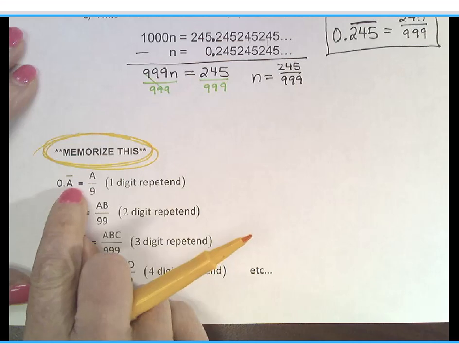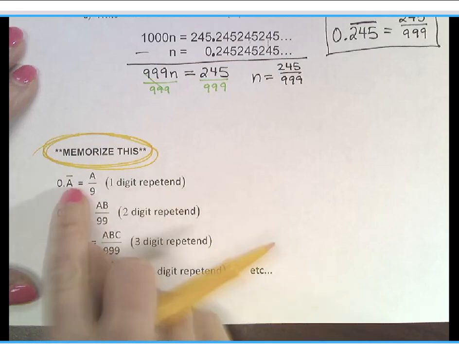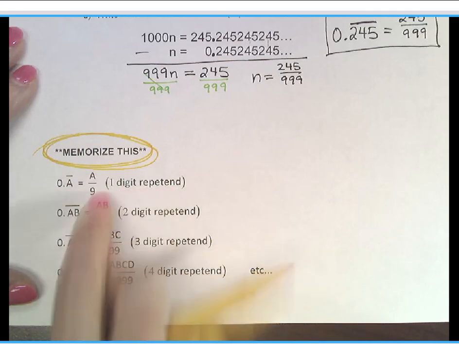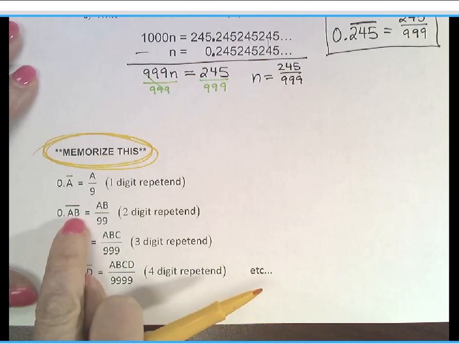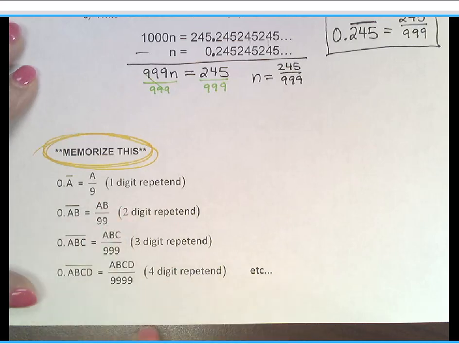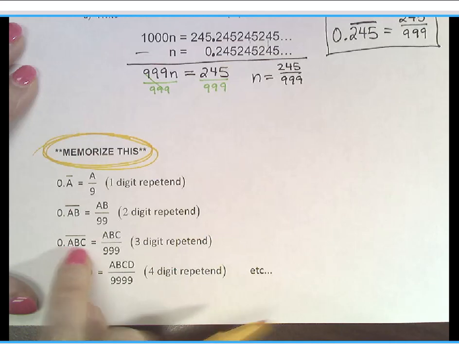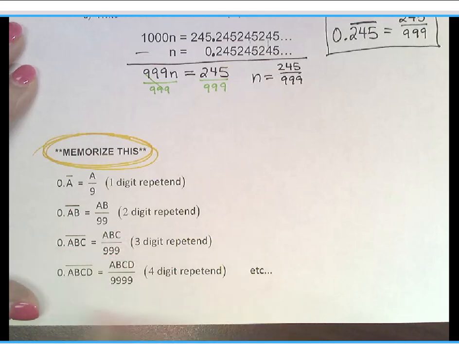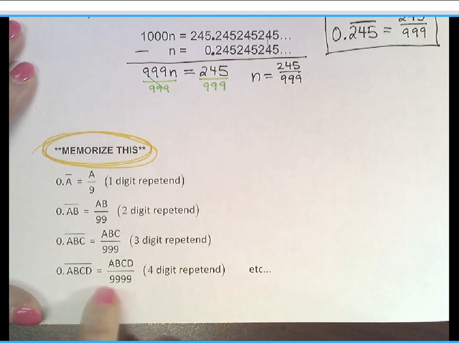So if you have 0.A repeating, I just use a letter, 1 digit repetend, it'll be A over 9. If you have 2 numbers, AB repeating, AB over 99. If you have ABC repeating, it's over 999. If you have ABCD repeating, it's over 9999. See that? And these fractions do not have decimals in them. That's the whole point, we're removing the decimals completely, and we're just getting whole numbers in our fractions. But that's the pattern, and that's the trick.